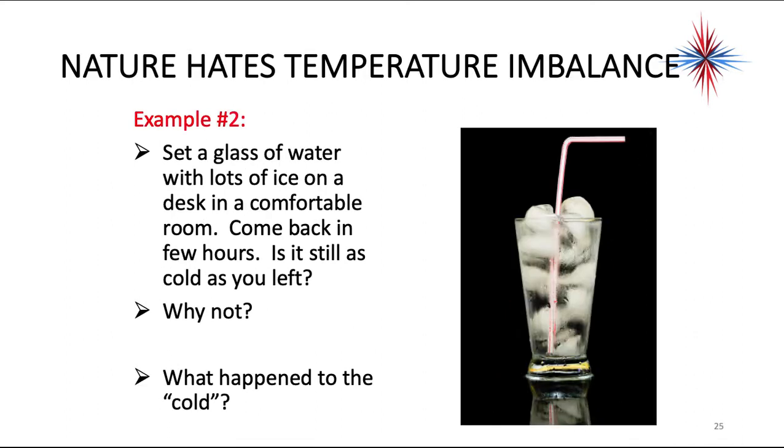Look at another natural imbalance. Set a glass of water with lots of ice on a desk in a comfortable room. Come back a few hours later. Is it still as cold as you left it? Why not? What happened to that cold? Real easy. It's not going to be as cold as you left it. The reason is because there's an imbalance between the ice water temperature and the temperature of the room surrounding it. Well, it's not what happened to the cold, it's what happened to the heat of the space surrounding it. And we're going to talk more about that next.